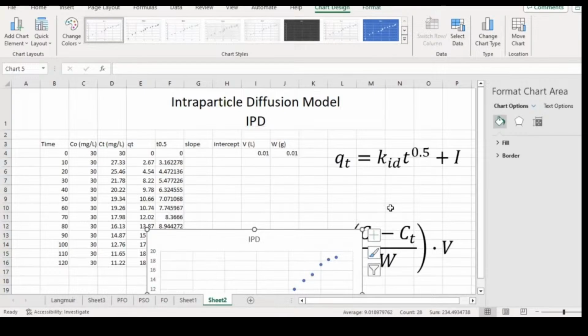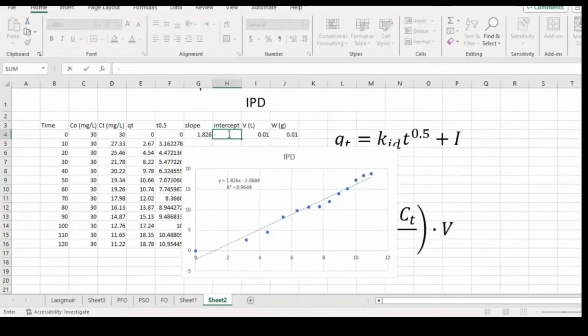We will add a linear trend line and display the equation and R square value, which will give us the value of intercept and slope. Our slope, the k value, is 1.826, and our intercept is minus 2.06. The R square value is 0.96.